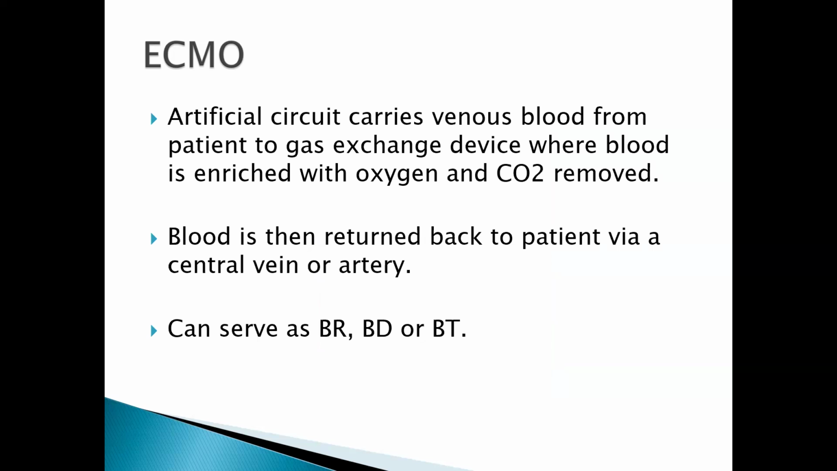Actually, it works as an artificial circuit, which helps to carry blood from the patient to a gas exchange. It's an external circuit that is outside. You can connect the patient either through the venous-arterial or the veno-venous routes. The blood is drained from the patient into the oxygen concentrator. The concentrator is outside, and there's a gaseous exchange where the CO2 is taken away and the blood is enriched with oxygen. This oxygen-enriched blood is then transferred back to the patient through either the central vein or the central artery.